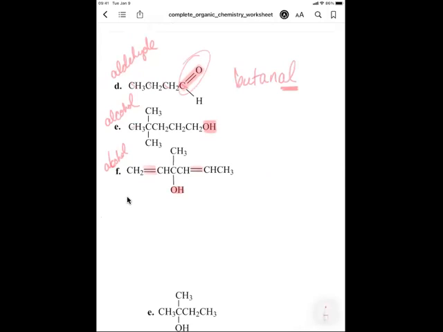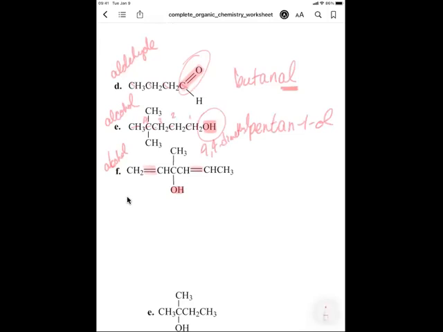Part E, 1, 2, 3, 4, 5 is pentan-1-ol, because this is what defines the type of compound it is. And so that has to get position number 1, which means we're going from right to left. So 1, 2, 3, 4. I've got 4,4-dimethyl pentan-1-ol.